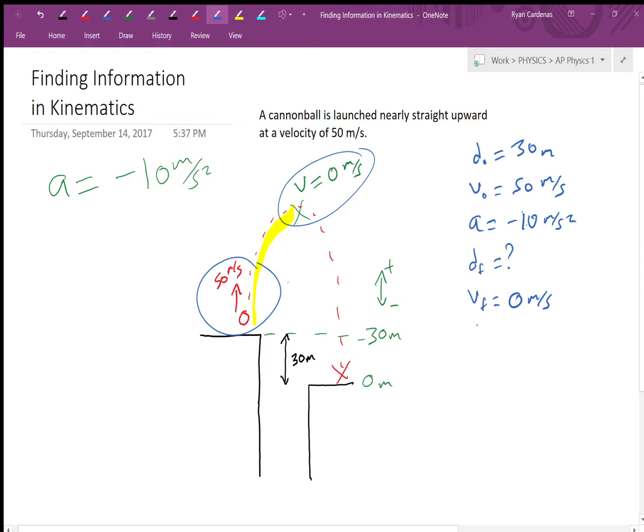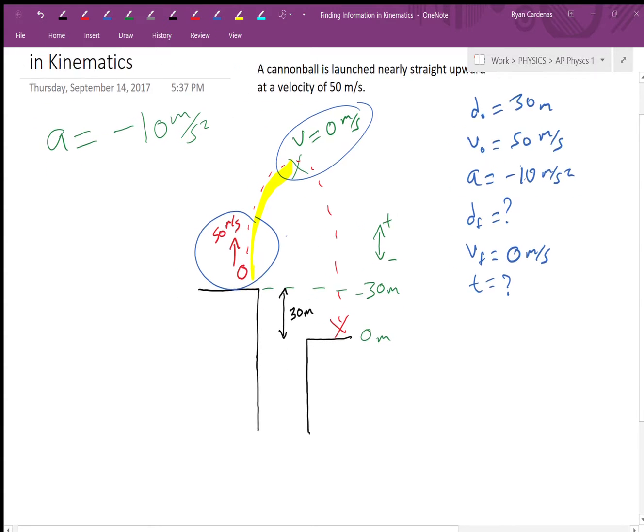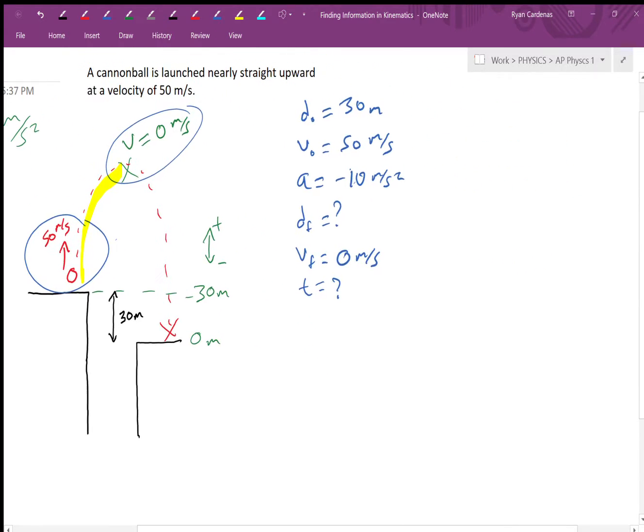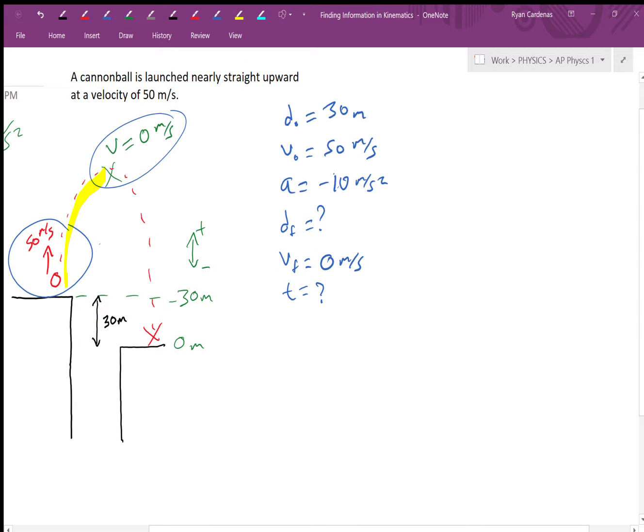And D final. Oh, I already put that down. I don't know what D final is. Time. What's the time? I don't know, but that's the one I'm going to try to find. Alright, so move myself over here. If I'm trying to find the time it takes for this thing to go up towards the top of its trajectory, then I've got to work with these variables.